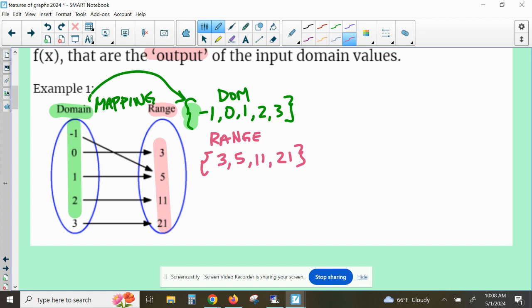If you have repeats, you do not have to write repeats over and over. So if you have a couple 3s in the range, you only have to write it once when you state the range.